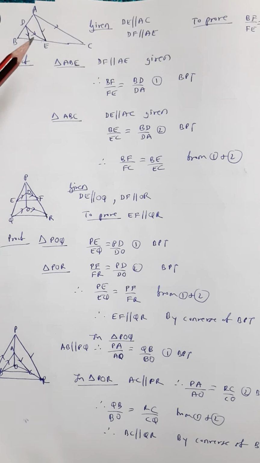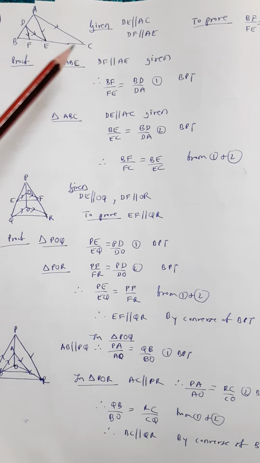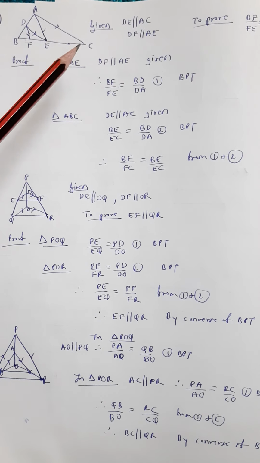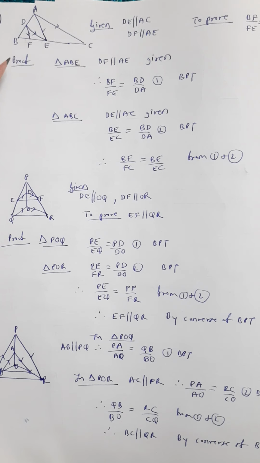Then we go to the next triangle. The next triangle is ABC. In triangle ABC, DE is parallel to AC. So what happens? BE by EC is equal to BD by DA. ठीक है, ये लाइन इसके parallel है, तो BE by EC equal to BD by DA.